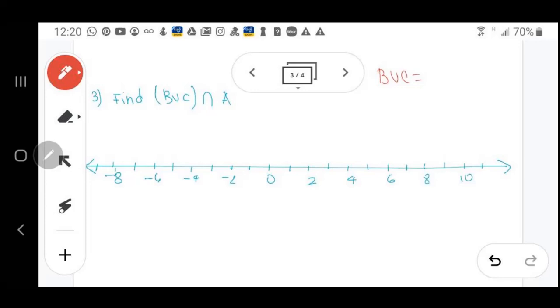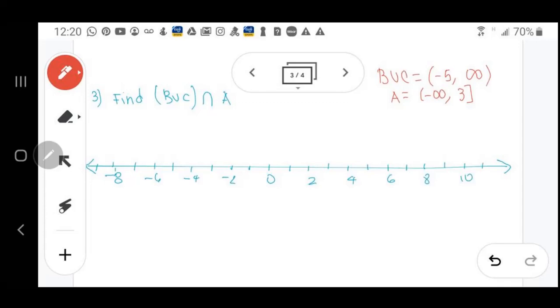And what we found in B union C is that the union is represented by the interval negative 5 to positive infinity. That is the interval B union C. And the interval A is the interval that goes from negative infinity up to 3, including the 3. We use a bracket. So we need to put this together in this exercise.